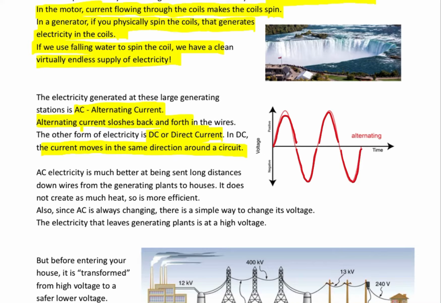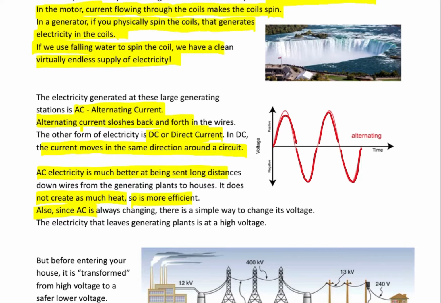Even though it's not always moving in the same direction, we can still harness that electricity and do everything with it. Why AC is better is it doesn't create as much heat. So think back to our conservation of energy stuff. Friction creates heat, steals energy away. So AC doesn't create as much heat, so it's more efficient. So if you generate a whole bunch of electricity at Niagara Falls, more of that electricity will make it to your house if we send it as AC than if we had tried to send it with DC.